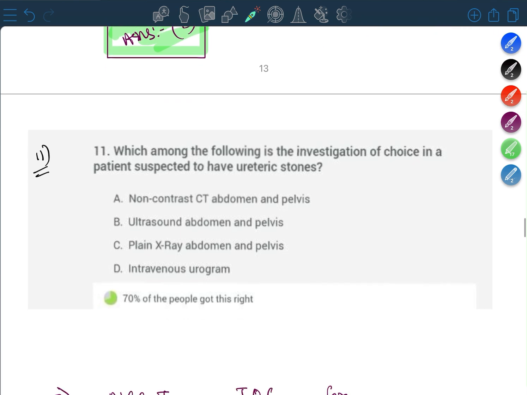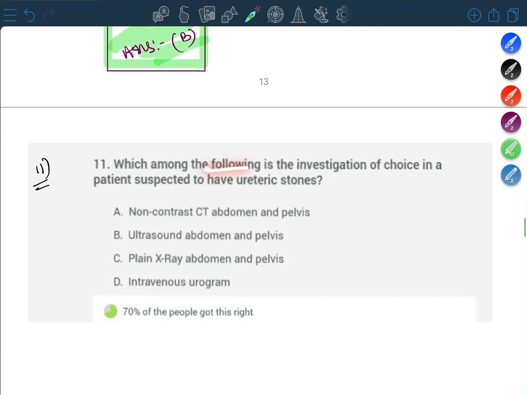Next question, we will do it a little bit faster. Which among the following is the investigation of choice in patients suspected with ureteric stone? So, in ureter, answer. First you answer. Okay, done. Now pause. Done.